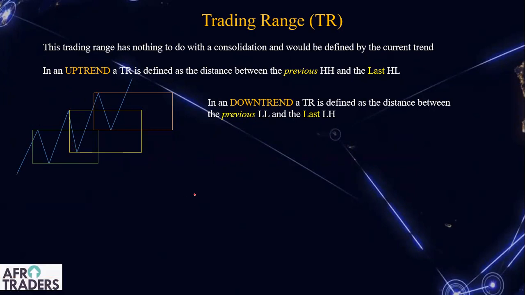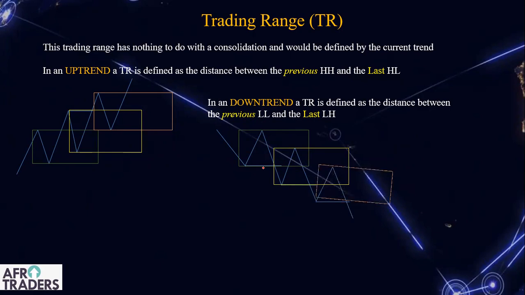Okay. So now we have a downtrend. The market trades below the previous low, so we have a new trading range. Again, we trade below the previous low, we have a new trading range. Then we have a new trading range. So in the next slide, we are going to look at how we use this.